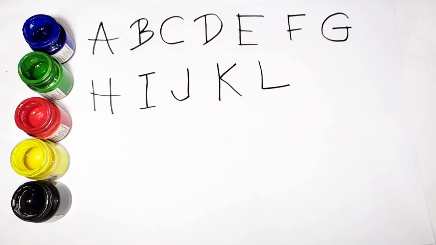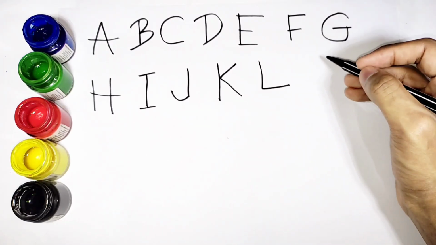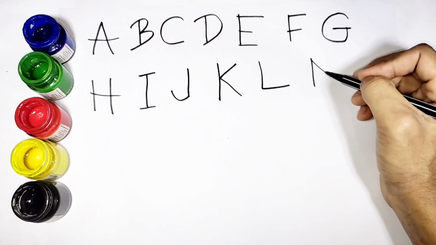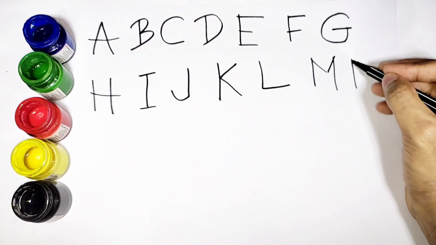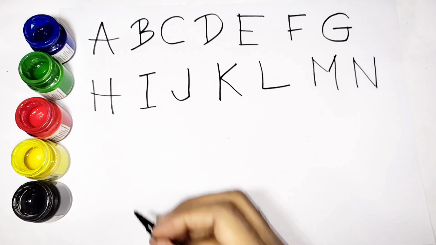The next one is L. L for lion, L for lemon. And the next one is M. M for moon, M for mango. And the next one is N. N for nose, N for nest.